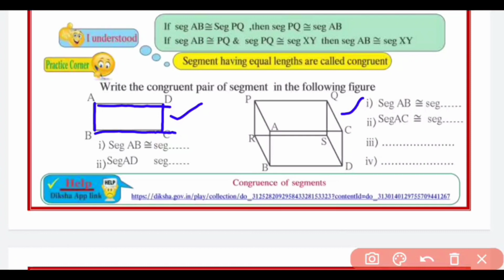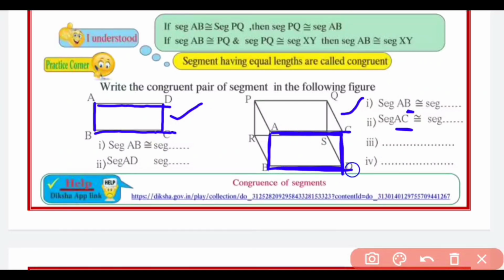Similarly, if you observe this second figure, we have given seg AB. This is seg AB. Here we can see seg AB, so it is congruent with seg CD. Then second is seg AC. We can see seg AC here, so it is congruent with seg BD.